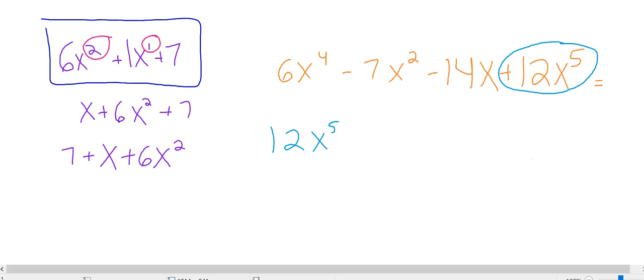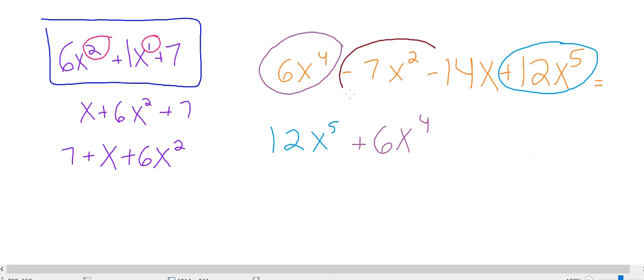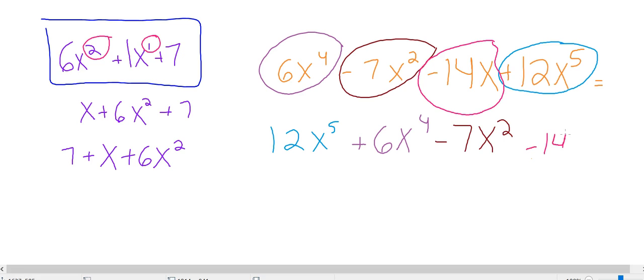Next, we're going to do the one with the next highest exponent. The next highest exponent is 4, so we're going to do plus 6x to the 4th. The next highest exponent that we have is squared, so the next one we're going to write is minus 7x squared. We have no constants here. The last term is an x to the 1, because you can't really see the exponent, but there really is an x to the 1, minus 14x. This is called standard form when we have the exponents in decreasing order: 5, 4, 2, 1. If we had a constant, the constant would be at the end.